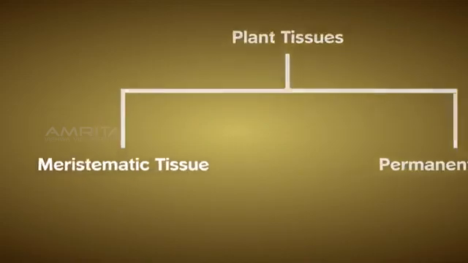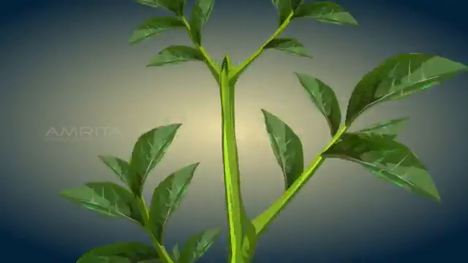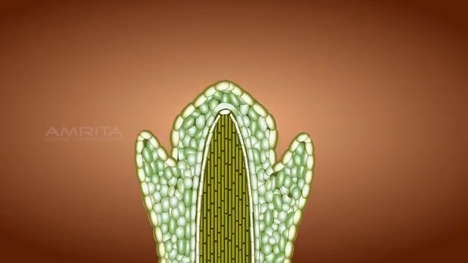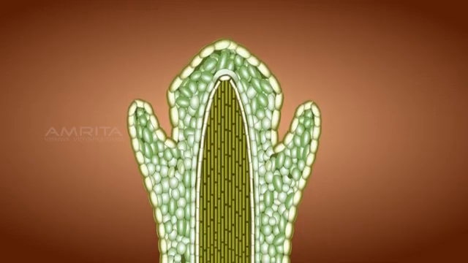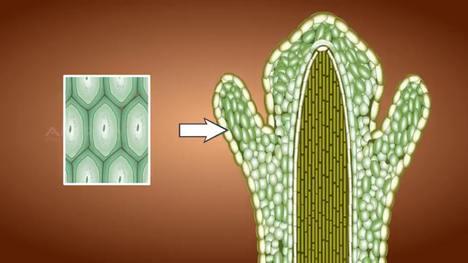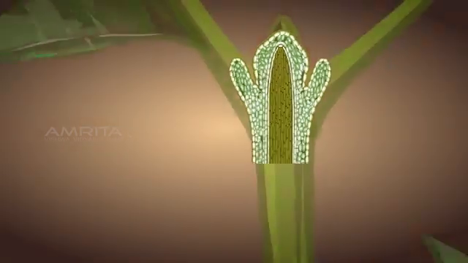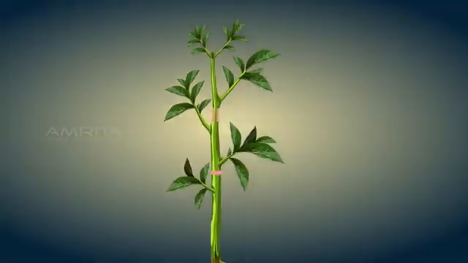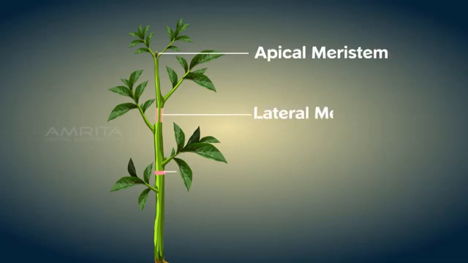Let us first look at the meristematic tissue. It is the meristematic tissues that help in the growth of a plant as they have the ability to divide themselves. Their cells are similar, generally small, enclosed within thin walls and cuboidal. Depending on the region they are present in, meristematic tissues are classified as apical, lateral, and intercalary.